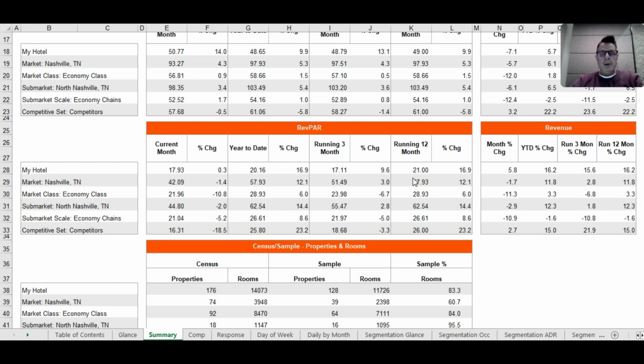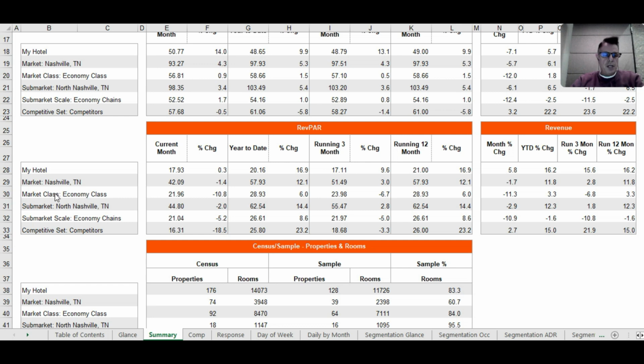It's probably not a good comparison to compare yourself against the entire Nashville market because, of course, you've got high scale or upper scale hotels, and then you've got economy class hotels. And if your hotel is on the lower tier of the classes, then obviously your comparison against the overall city is not going to be a good one. So it does compare you though against all the other economy class hotels in the city.